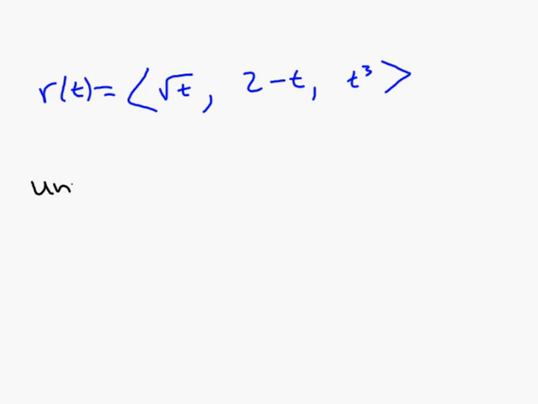And then the last thing I'll mention is that it's often interesting to find the unit tangent vector. So suppose r of t equals the vector function square root of t, comma, 2 minus t, and maybe something else, maybe t cubed. We could ask for the unit tangent vector when t equals a particular number, maybe t equals 1.